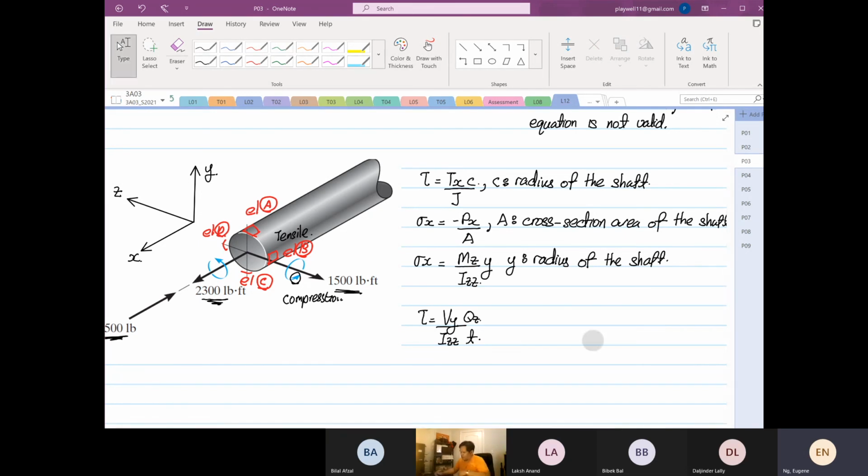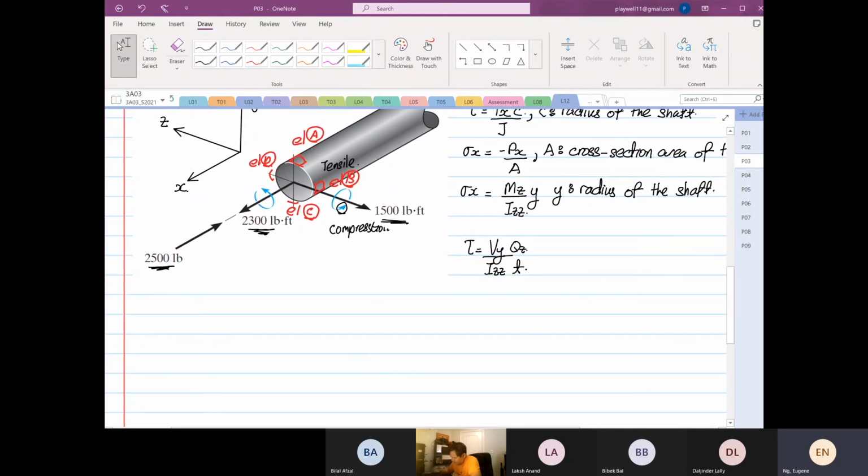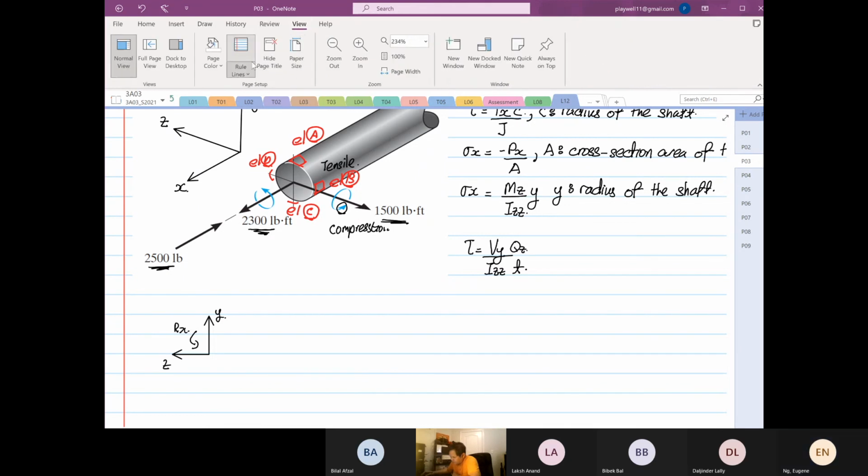Okay, so now I'm going to look at the shaft from the front view now. So I'm going to have a shaft from the front view. This is Y, this is our Z, and this is rotation of X. Okay, so I'm going to draw the front view.